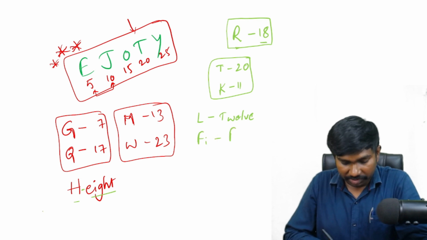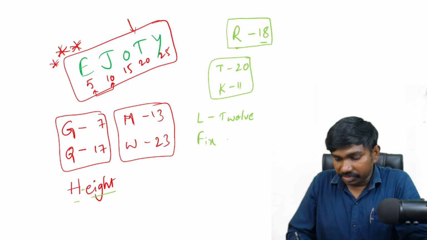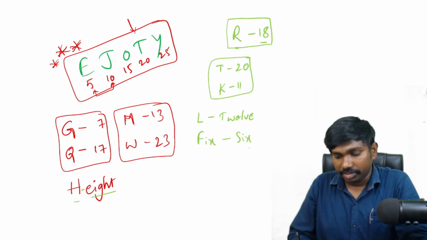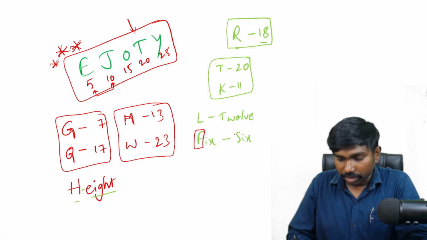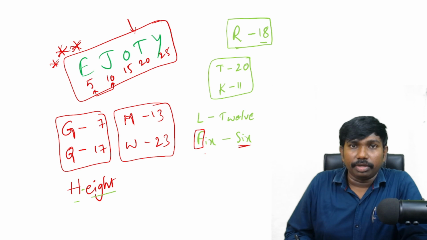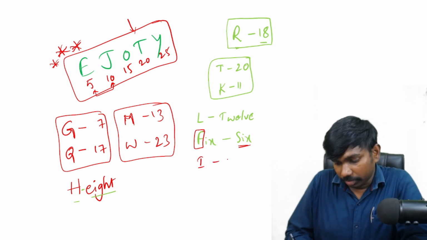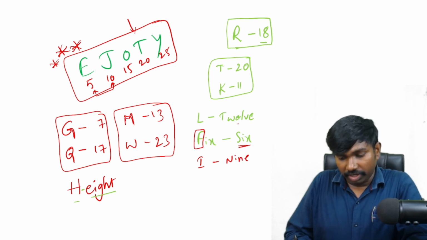Okay, I'm writing fix here and I'm writing 6 here. Now see the same pronunciation, fix and 6. So for which letter we can use this one? F is 6, right? In the same way, next I9. If you pronounce them, both will pronounce in the same way, exactly same pronunciation. I9, similar pronunciation. L12, fix 6, I9.